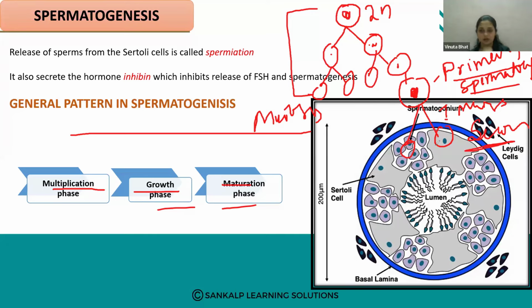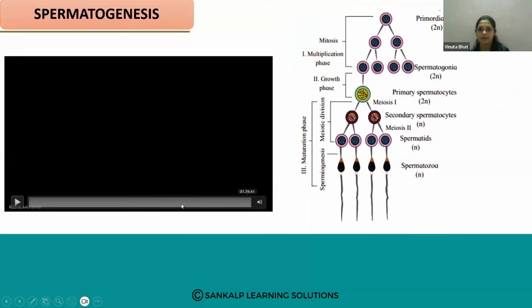What is the total number of chromosomes in the secondary spermatocytes? That is 23. And it completes the meiosis by forming 4 cells. Meiosis 2 is also completed, and here they form the sperms, the spermatozoa. By the diagram also you can understand this process.